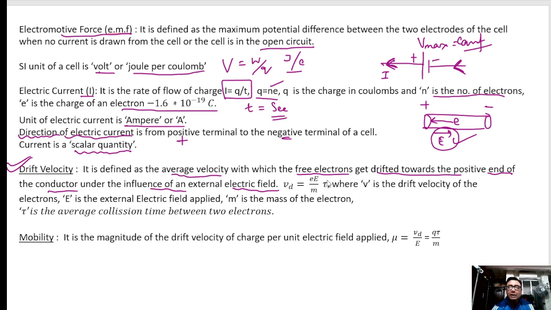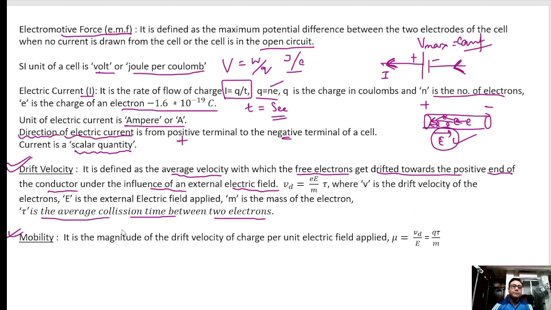And what is this tau? Tau is the average collision time between the electrons. Suppose this electron is going; while going, it collides, collides, collides, and then reaches here. So this collision time is called tau. So it is eE by m into tau. Clear?